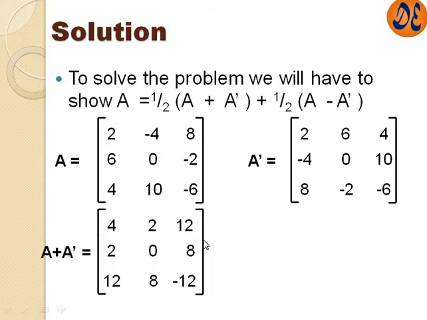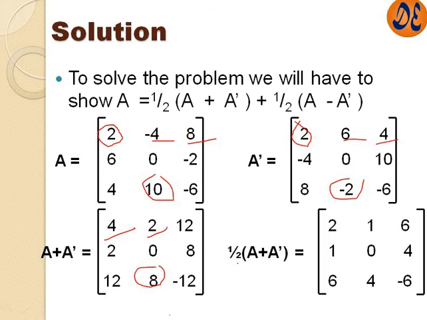Now if we add A plus A dash, what are we getting? If we add both the matrices, I will show you just a few, because addition is again very simple. 2 plus 2 is 4, minus 4 plus 6 is 2, 8 plus 4 is 10. Again taking some other value, 10 minus 2 is 8. So similarly after adding, we will get this particular matrix.